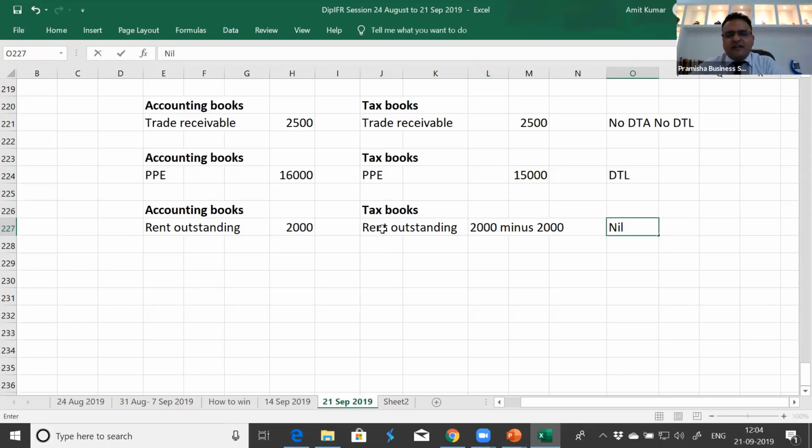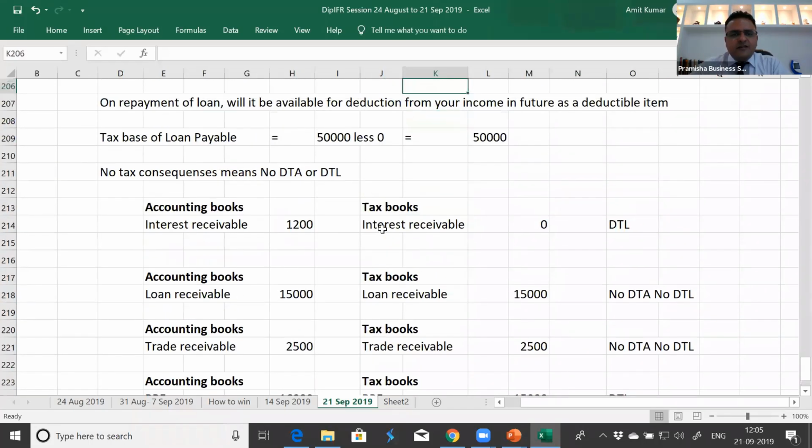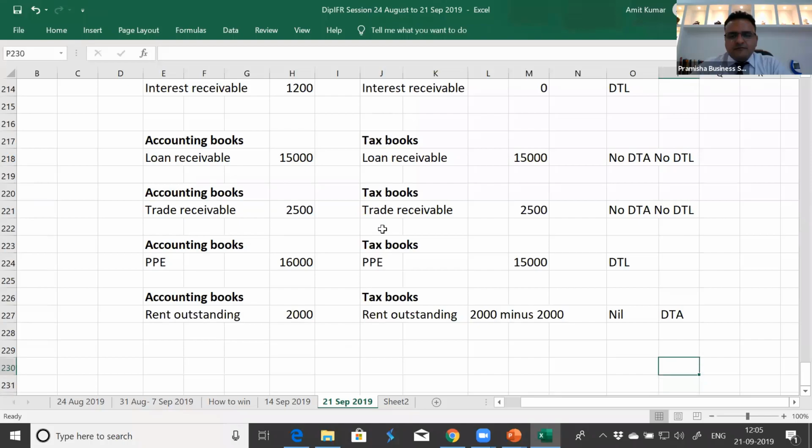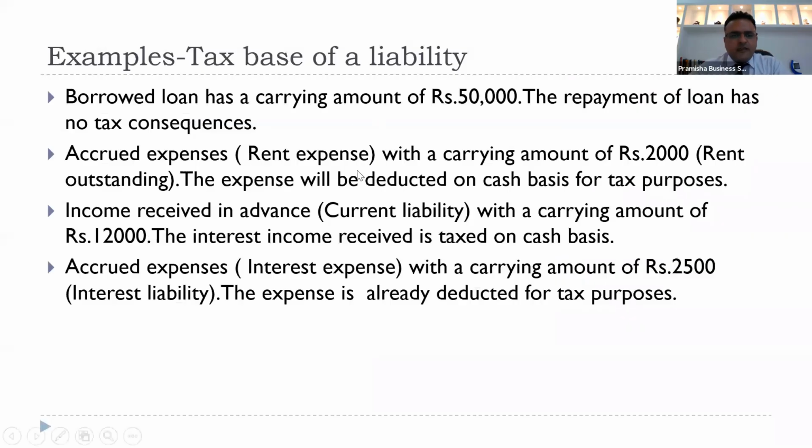Carrying amount of liability is higher than tax base of liability, resulting in DTA. Accrued expenses with a carrying amount of 2,500, the expense is already deducted for tax purposes. Means what? Not available for deduction in future means no tax consequences. So the tax base of this liability will be the same.